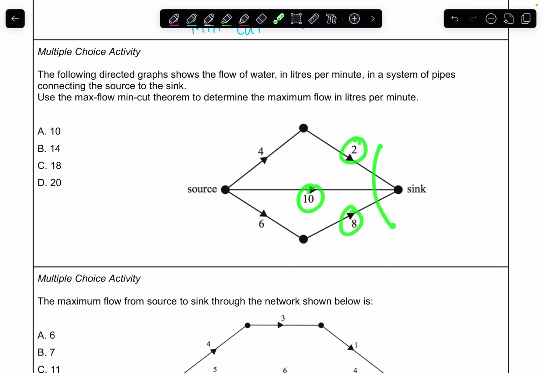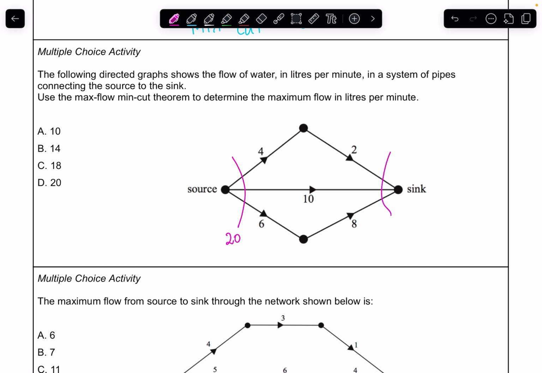So if I cut that way, it's pretty big numbers. If I cut, I can really only go that way, that way, and that way. There's not much other choice, is there? So let's have a look at each of those. So if we do this cut here, we've got 4, so 4, 10, and 6. So that's going to give me 20.